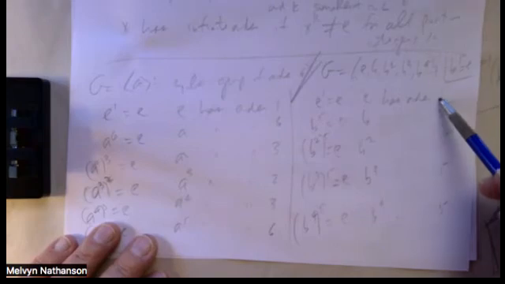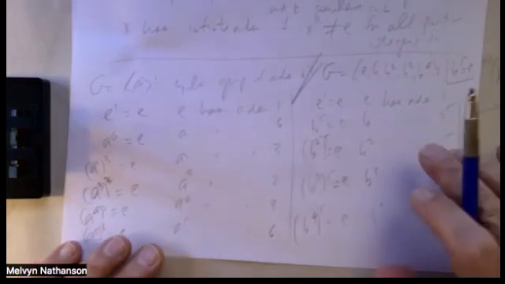So in this cyclic group of order 5, the identity, as in every group, has order 1, but every other element has order 5. That's kind of an interesting fact.